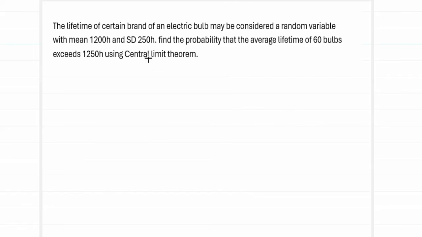So, the first keyword we are going to look for in the question is that we are going to apply CLT. So, in the question paper, search for the word. CLT is the keyword. That is the first thing.